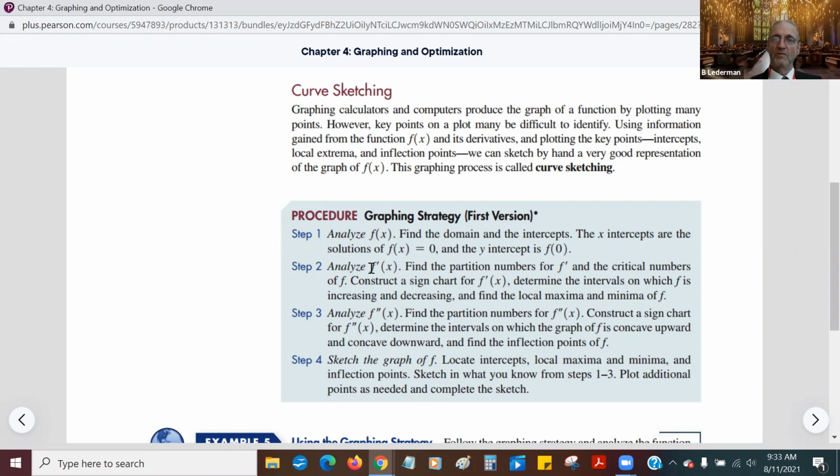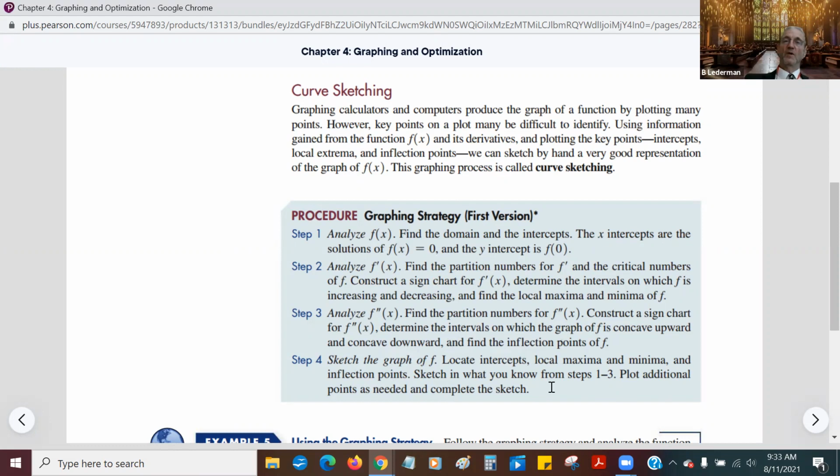Then you want to look at the first derivative. You want to find the partition numbers, the critical numbers. You want to make a sign chart. You want to see where it's increasing, where it's decreasing, where the maximums, minimums are. Then you want to look at the second derivative, find the partition numbers for the second derivative, again make a sign chart, and see when the graph is concave up and when it is concave down. You want to see where there are points of inflection, which is when the concavity changes from up to down or down to up. And then finally, you put all this information together and sketch the graph.